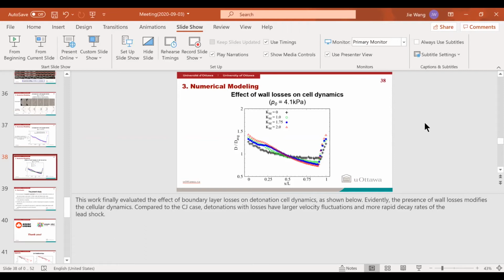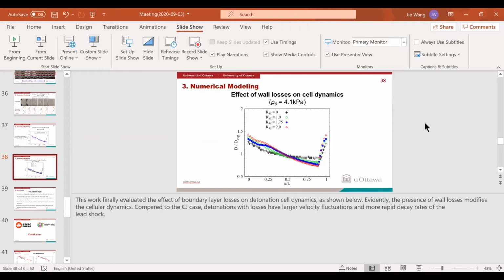Actually, for this phenomenon, at present I think it has two possible reasons, but not confirmed yet. The first one is that if you have losses, because the detonation speed decreases, then the detonation instability would as a result be increased, since the enhanced detonation instability could lead to the decay rates, leading to the larger velocity fluctuation of the lead shock.